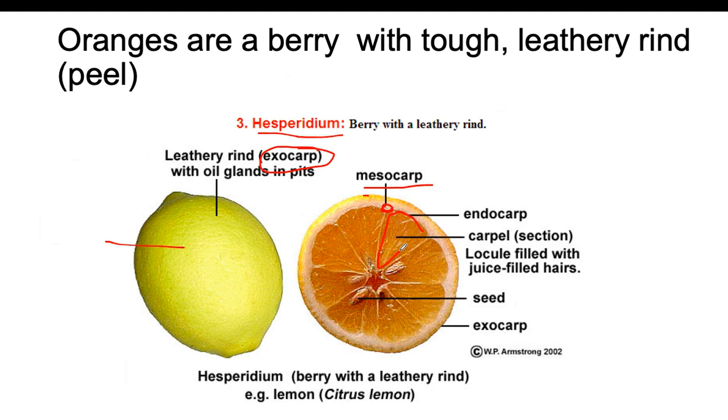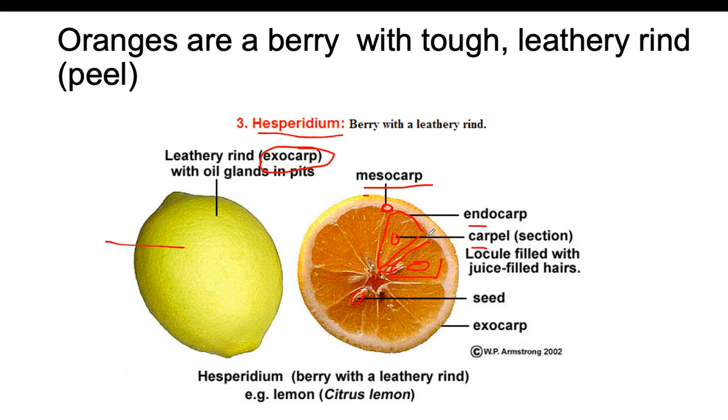And this is what makes our slices. So that's the good part you want to eat. Okay, so that's the endocarp. And then inside of each one of these, you have these little carpels. So remember, female part, the carpel. And so that's what's going to be filled with these little juice sacs. And then toward the middle, you have the individual seeds.